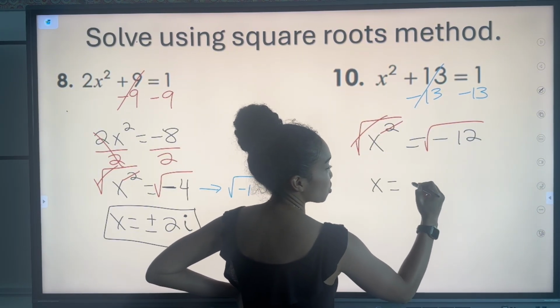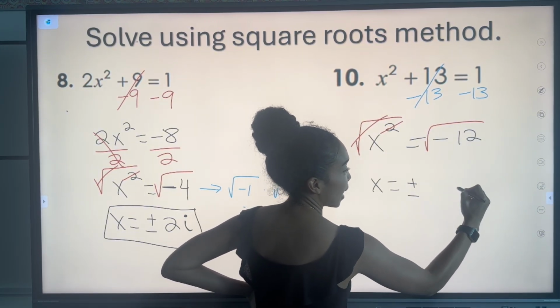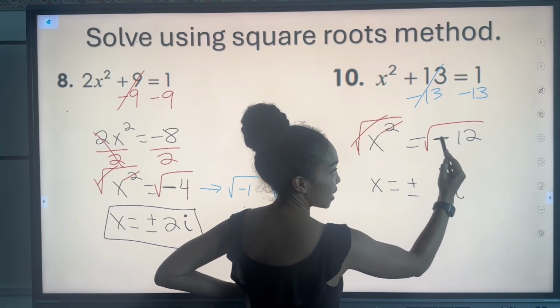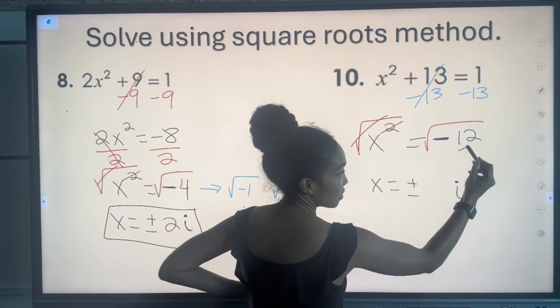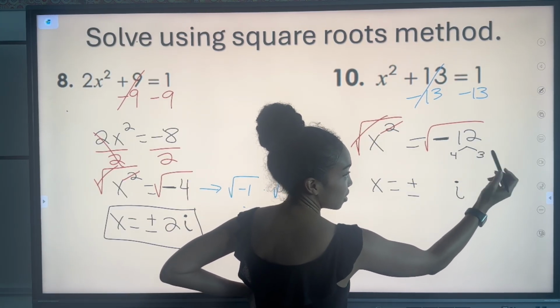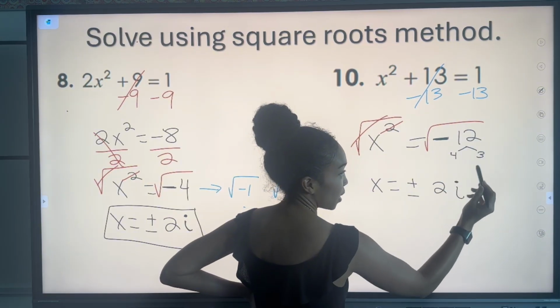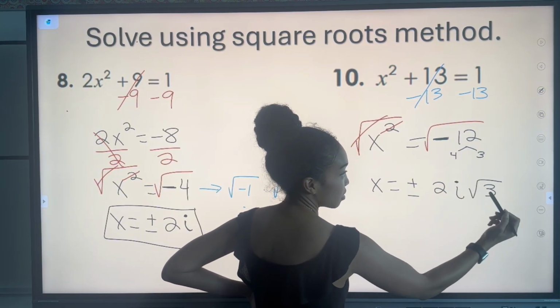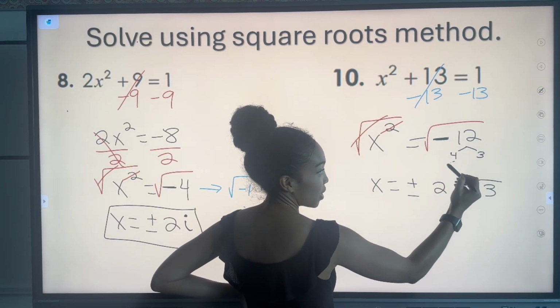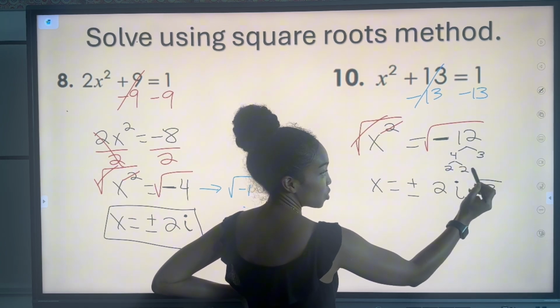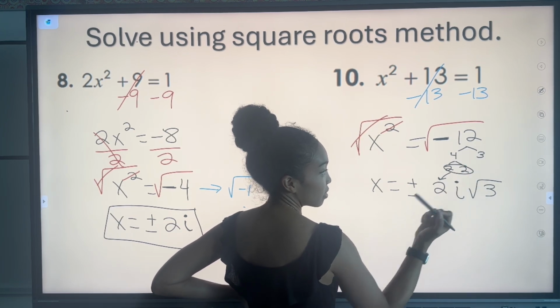Yep, so x is equal to plus or minus. I know I'm going to have i in my answer because there's a negative on the inside. You can break this down into 4 and 3. The square root of 4 is 2, and we don't know the square root of 3. If you want to break it down further, this is 2 and 2. So that's your pair, that one right here.